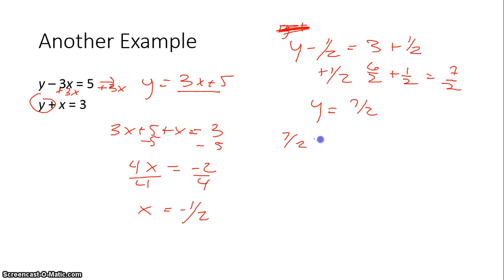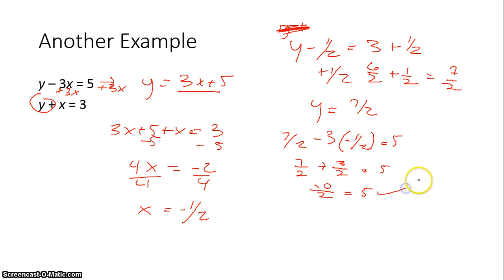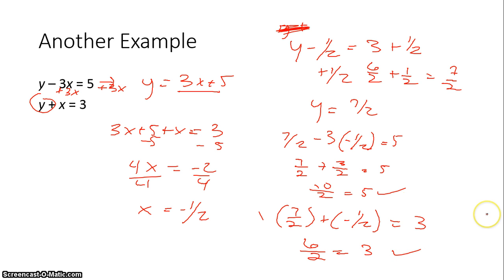7/2 minus 3 times -1/2 should equal 5. That gives me 7/2 plus 3/2 equals 5, which gives me 10/2 equals 5, and that checks. And then we have to check in our second equation, y plus x. So my y was 7/2 plus a -1/2 is supposed to equal 3. 7 minus 1 will give me 6/2. That does equal 3, so check. That is correct, and so my answer is x equals -1/2, y equals 7/2.